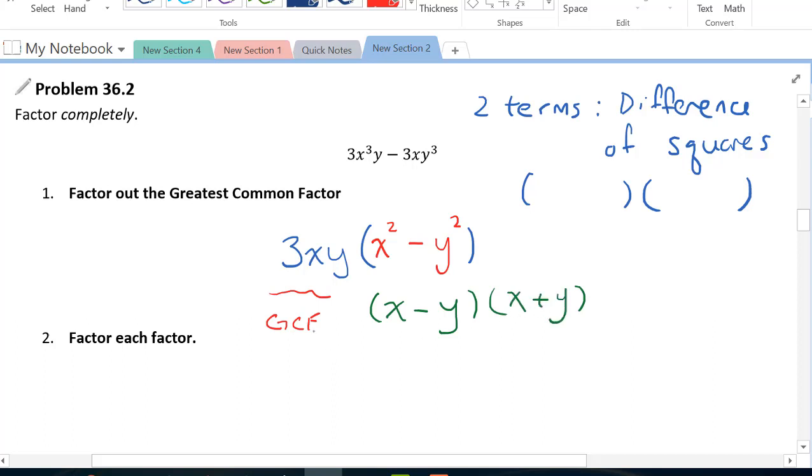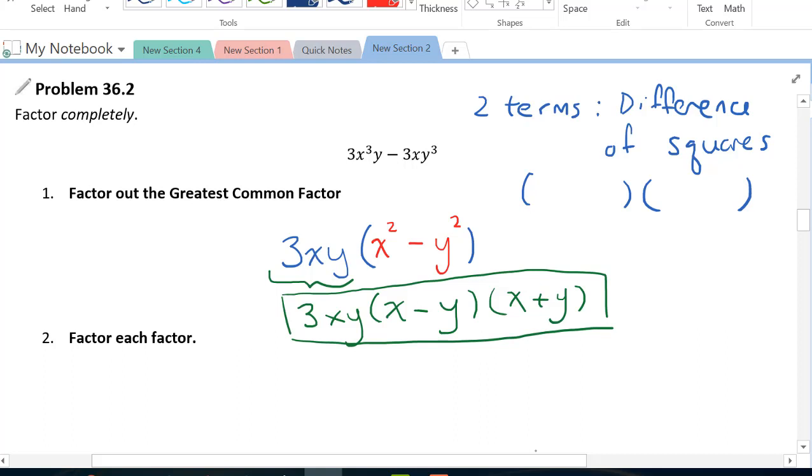Same thing. And then finally, you bring down your GCF. Your last step after you factor is to bring down the GCF, 3xy. And that is our final answer. That is fully factored form. All right, so let's look at another problem. Pretty much the same thing as before. The only thing I'm adding now is that you're pulling out the GCF first before you do any of the other special factoring.